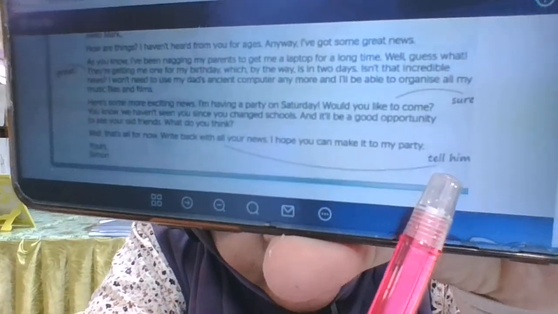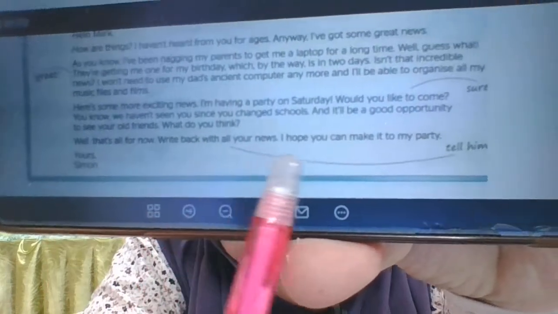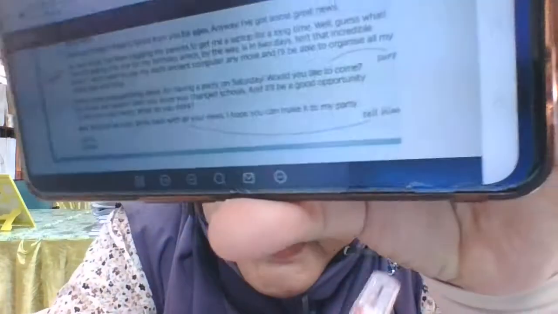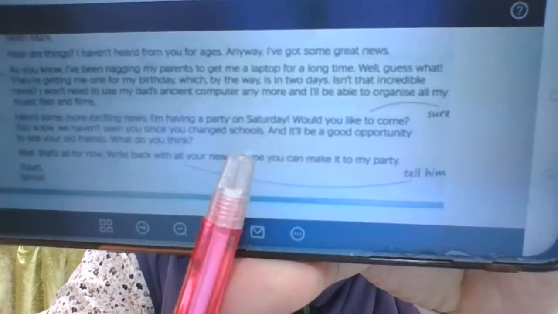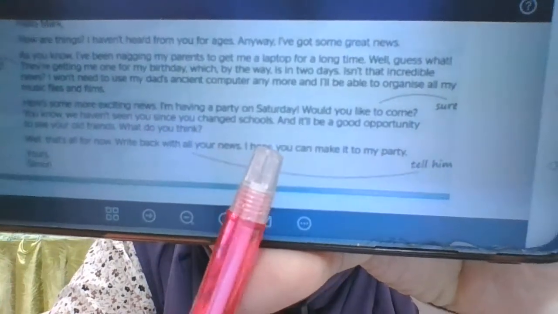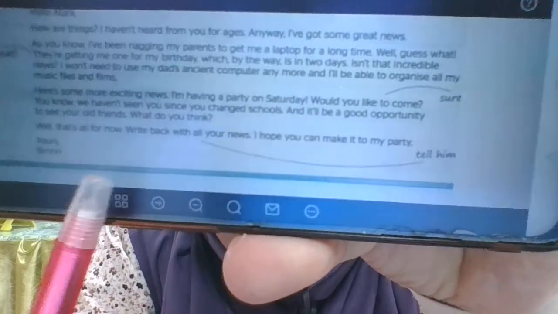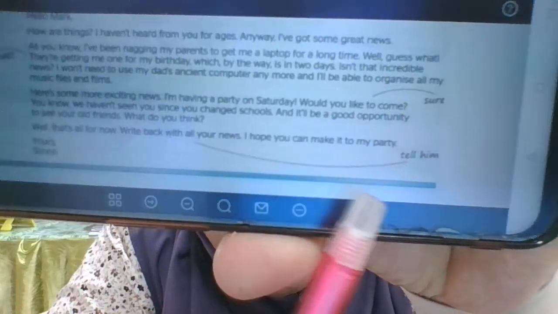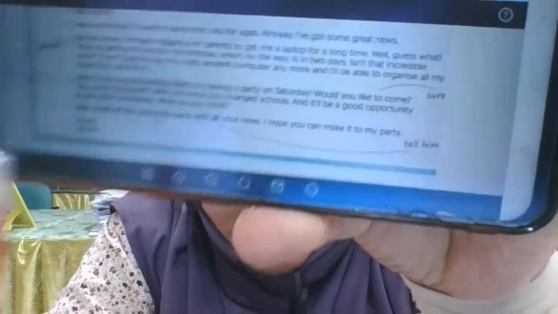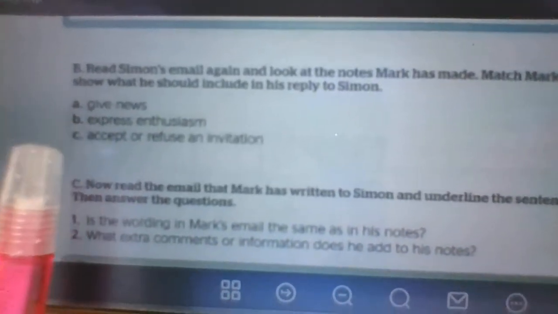This one, the last one. In the last paragraph, well, that's all for now. Write back with all your news. I hope you can make it to my party. Tell him, tell him of what? Because Simon says I hope you can make it to my party. So Simon hoped that Mark can come to his party. So tell him what? Okay, so this is point A, point B, and point C.